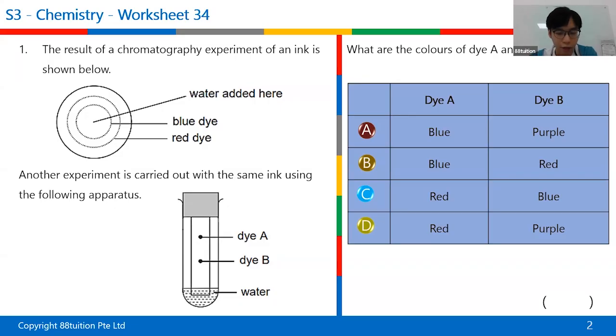So please feel free to read the question here and then either you can unmute and share your answer or you can check in the text box, then we will just do a quick debrief. So question one here basically is a chromatography experiment of an ink. Water is added in the middle of this circle. You should be able to see that this is your paper, circular instead of the traditional long one where your solvent moves in one direction. Another experiment is carried out with the same ink using the same apparatus, but this one is the long, straight one. Are you able to identify what is your A and what is your B?